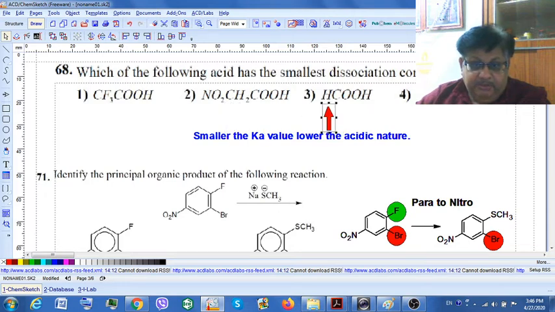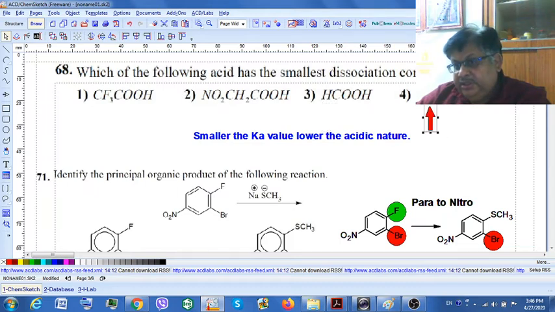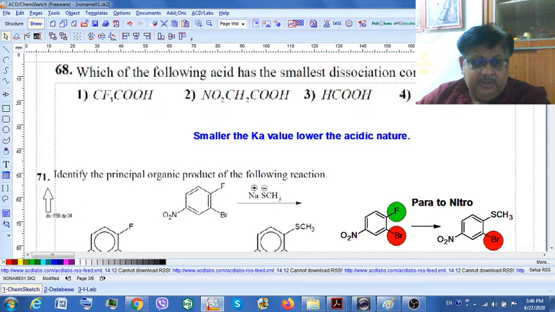Now in the next option, we have been given formic acid, and the last one is benzoic acid. Now between benzoic acid and formic acid, benzoic acid will have lesser acidic strength since the resonance structures are not equal. So this is likely to have smaller Ka value. Now let's go to the next question.